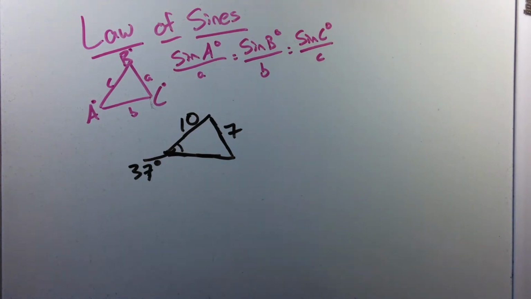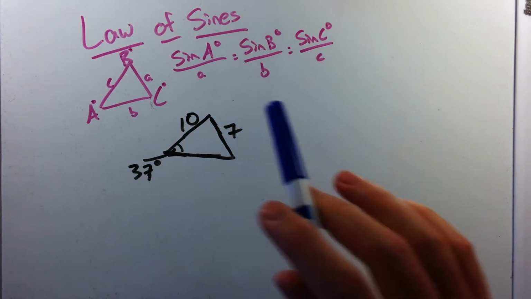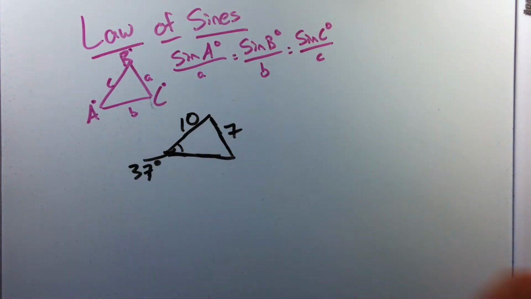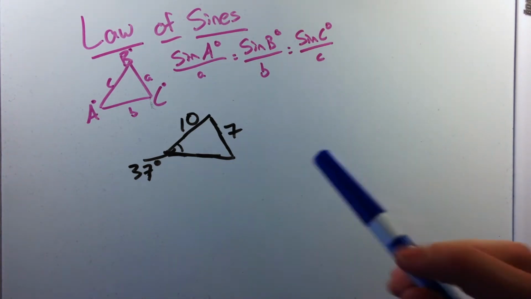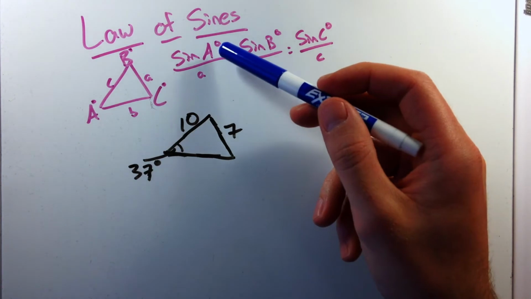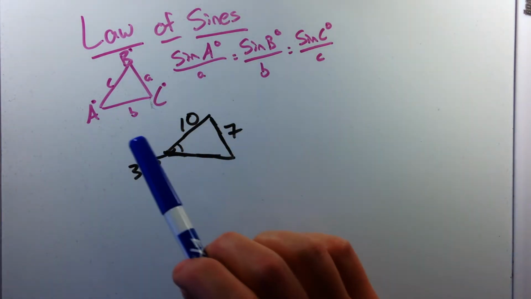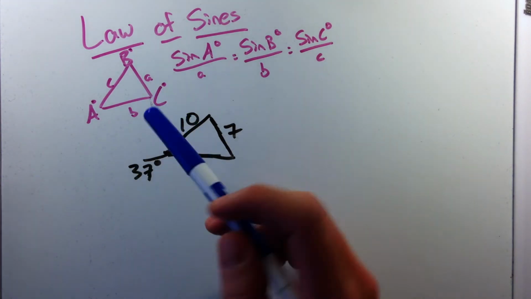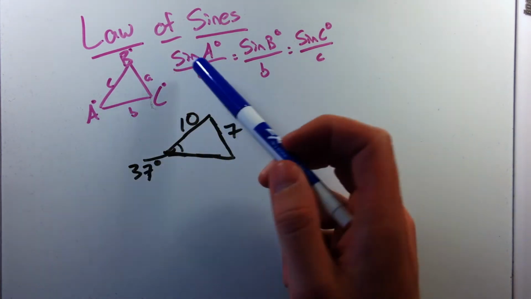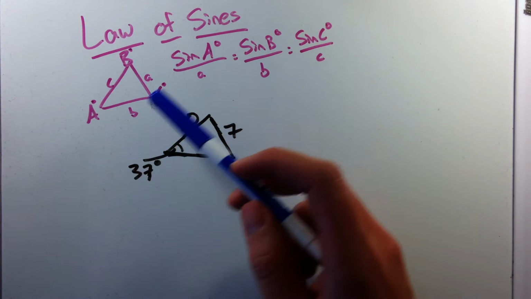The law of sines in mathematics is used a lot within triangles, and the benefit of using the law of sines is when we have a triangle that's not necessarily a right triangle. This applies for all types of triangles. It's stated as the sine of A degrees over little a, and little a represents the segment that's across or opposite of the angle that we're taking the sine of. And that goes out through the whole triangle.